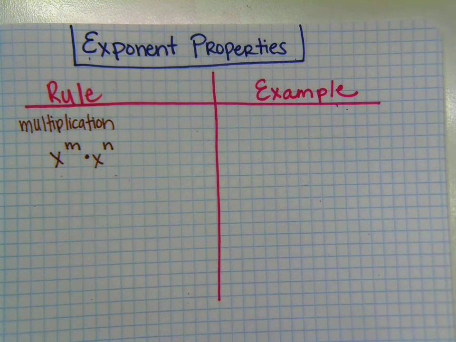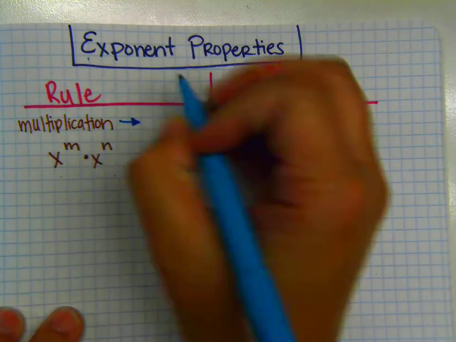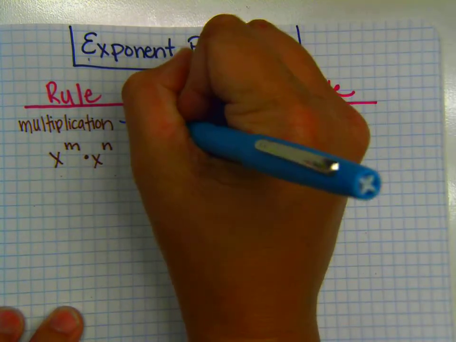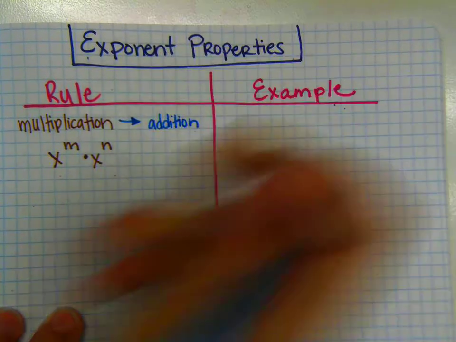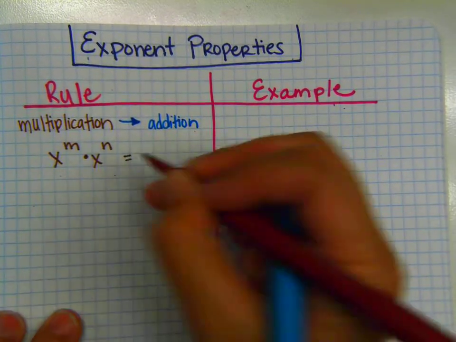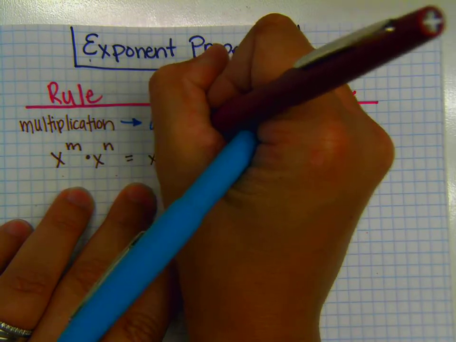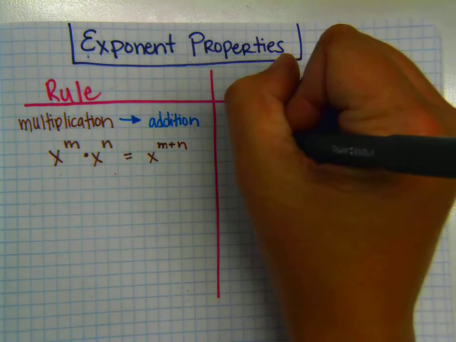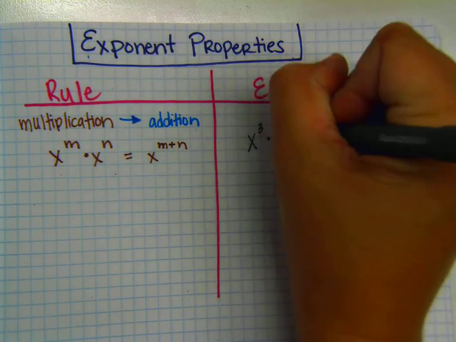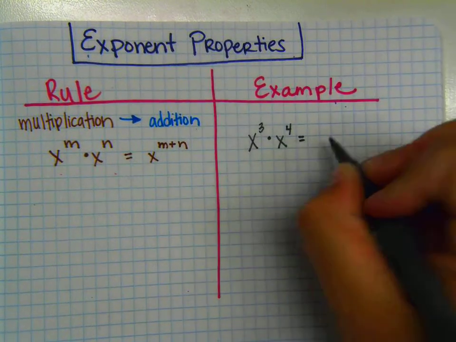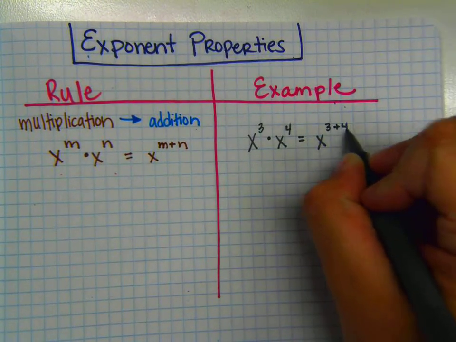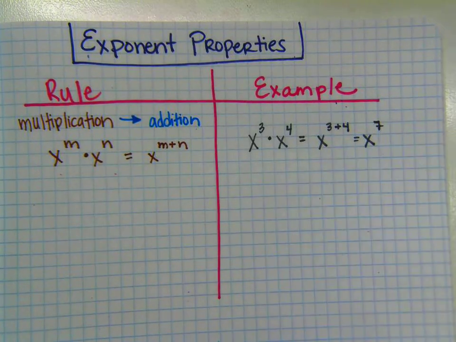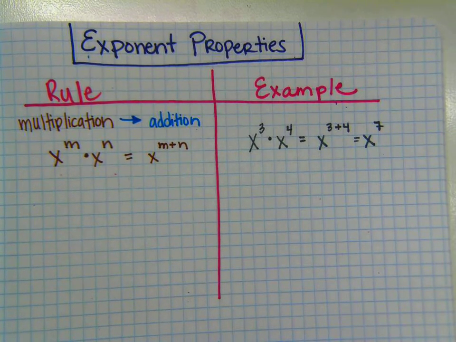Well, when you're multiplying with exponents, you are going to use addition, which means you're going to be adding the exponents. So that's going to equal x to the m plus n. For an example of that, we could have x to the third times x to the fourth, which would be x to the 3 plus 4, or x to the 7th. So that's for multiplication. You add the exponents.